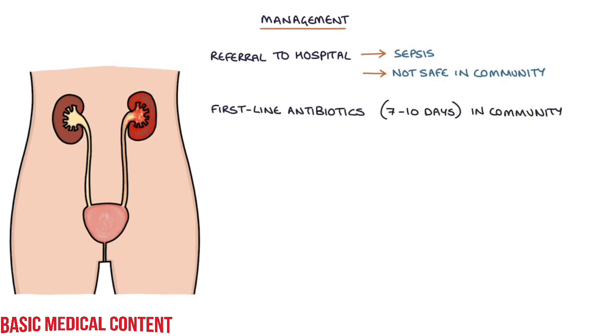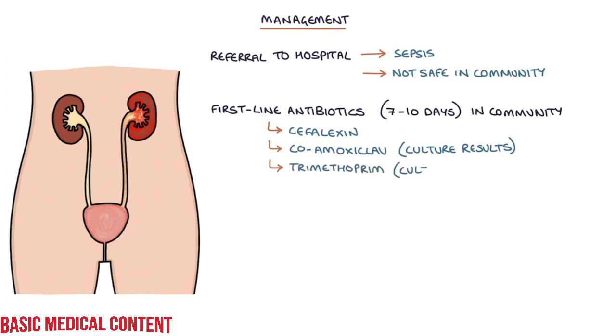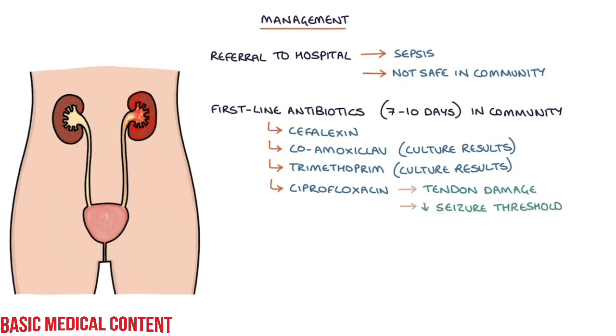And the options are cefalexin, co-amoxiclav if the culture results are available, trimethoprim if the culture results are available, or ciprofloxacin. And with ciprofloxacin, it's worth keeping in mind the risk of tendon damage and the lower seizure threshold.